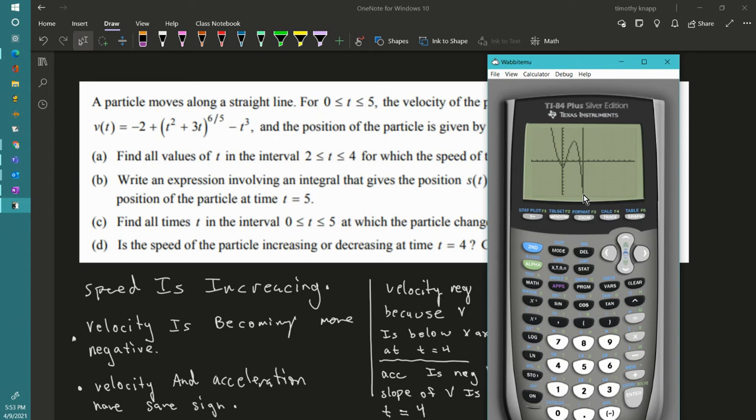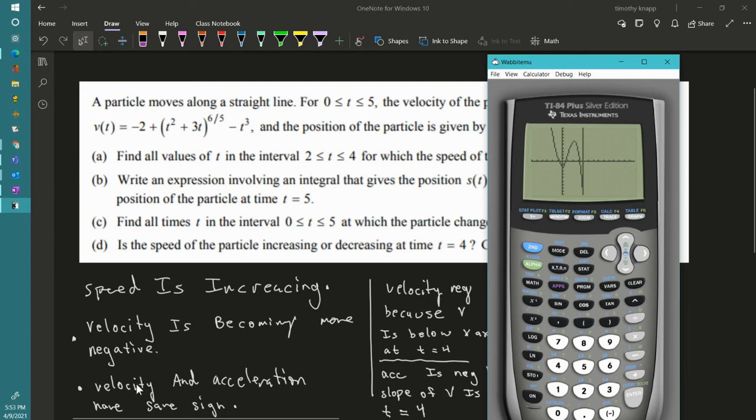But how do I know the speed is increasing? The answer is the speed is increasing. So that's what it is. We know that the speed is increasing because the velocity is becoming more negative. It's becoming more and more negative, right? And how do I know it's becoming more and more negative?